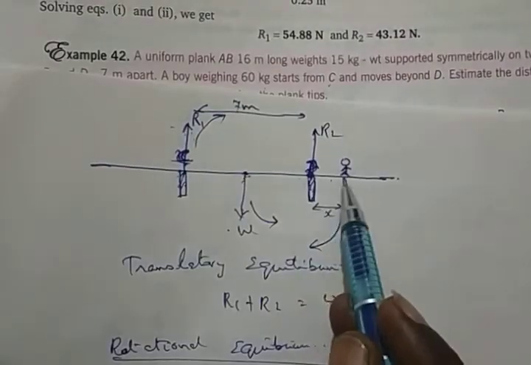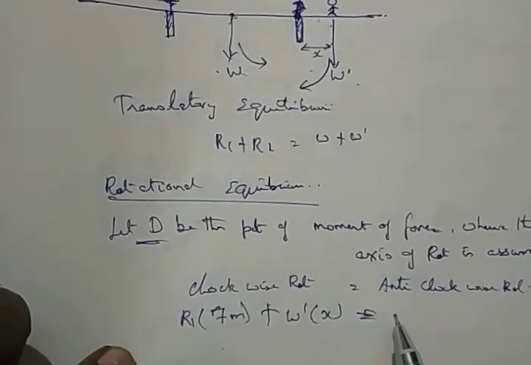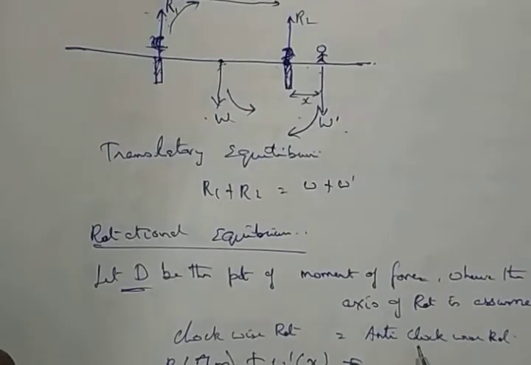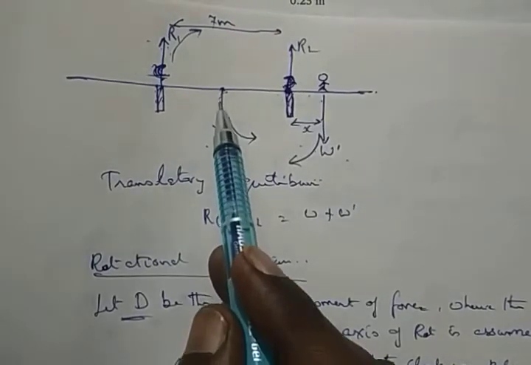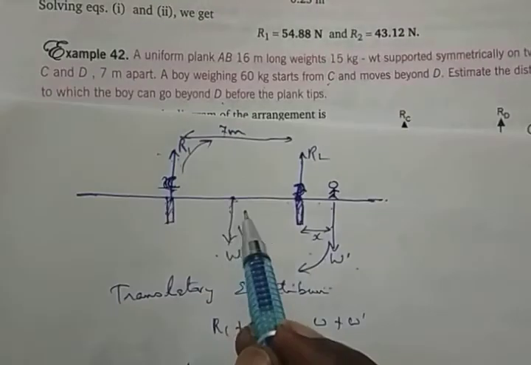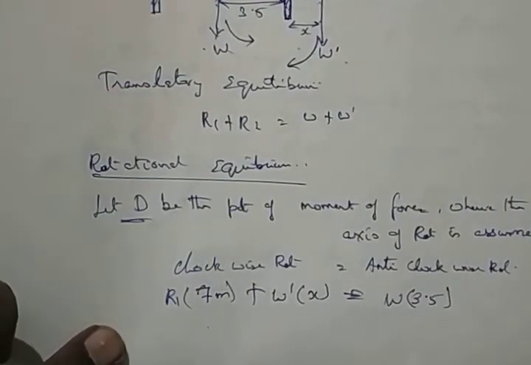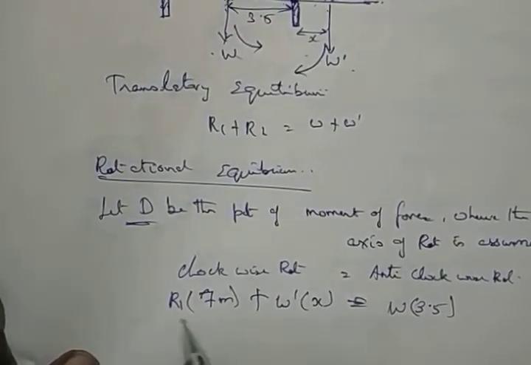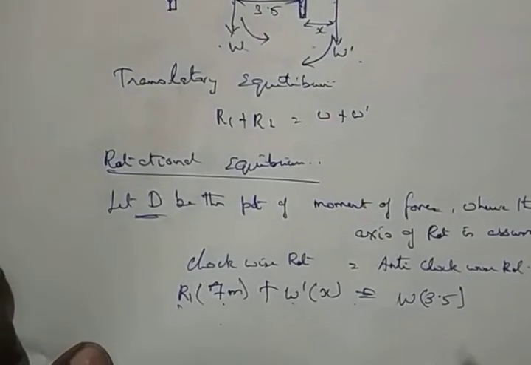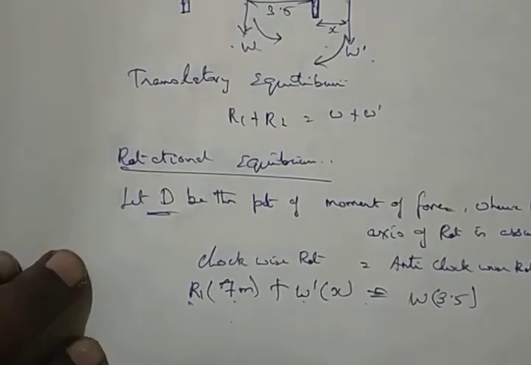We don't know this distance. This distance is X, is going to be equal to, what is the next one? What is anti-clockwise rotation? Only W is there. So W into, what is the distance from here to here? If this is 7 meter, at the center this is 3.5 meters. Very simple. Force into distance plus force into distance is equal to another force into distance. Clockwise is equal to anti-clockwise. Done.